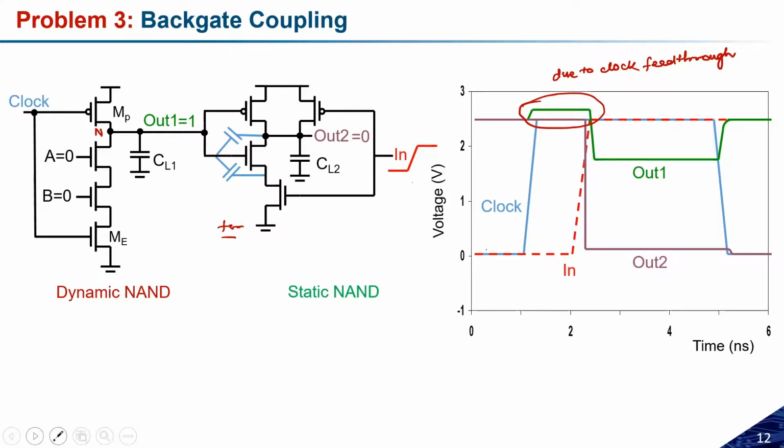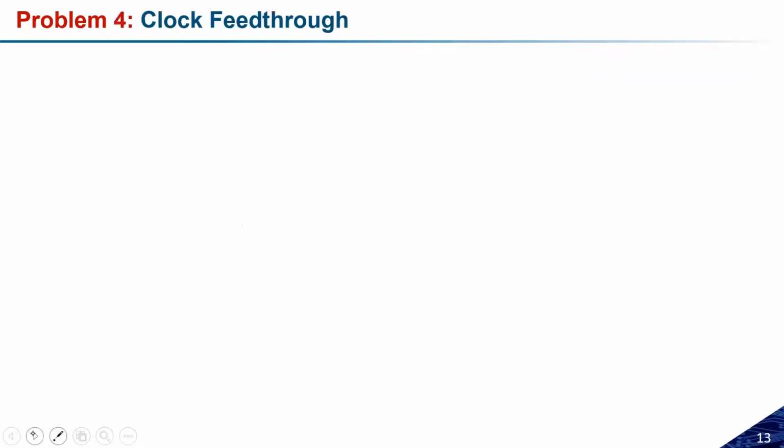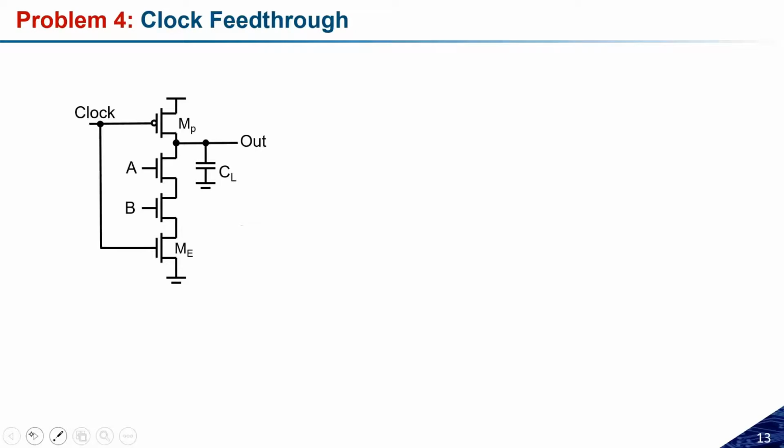So let us move ahead with the other kind of problem. The fourth problem is the clock feedthrough problem. What is this clock feedthrough problem? What happens? Suppose I have a dynamic circuit like this, and during the pre-charge phase I have charged the dynamic node through this pre-charge transistor.